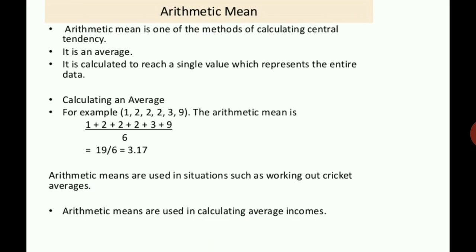Arithmetic mean is one of the methods of calculating central tendency. It is an average. It is calculated to reach a single value which represents the entire data.